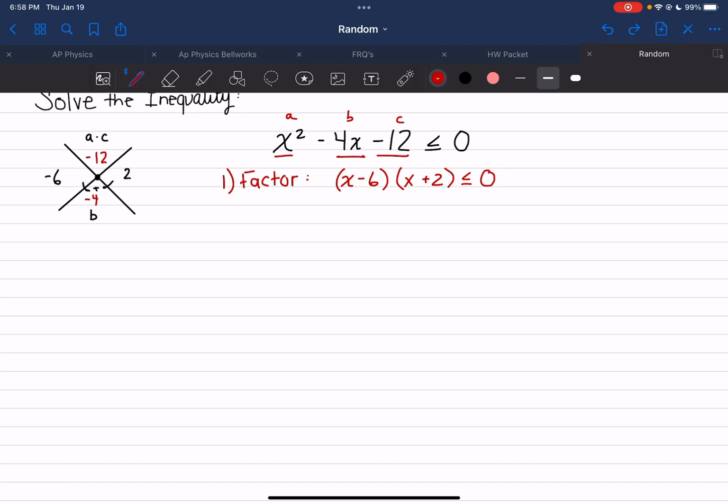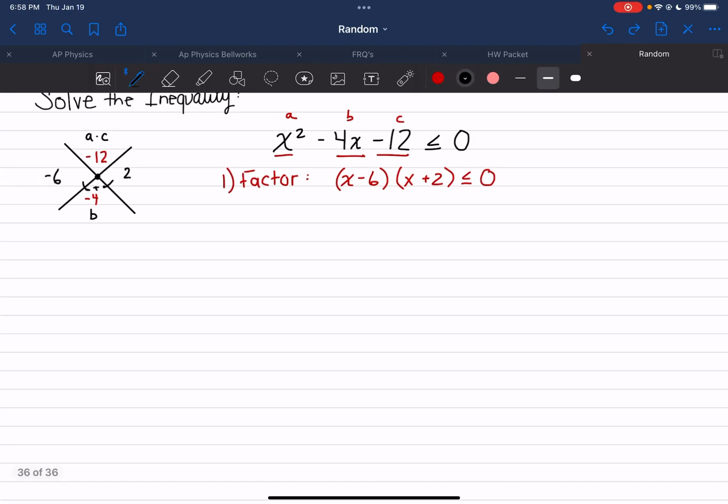Next, you have to plug it into a number line. The first thing you're going to do is set both of your factors, or however many factors, equal to 0 in order to find what points on the number line you're going to use. So this gives you x equals 6. This gives you x equals negative 2. So next is the number line, the worst part, because it can be so tedious.